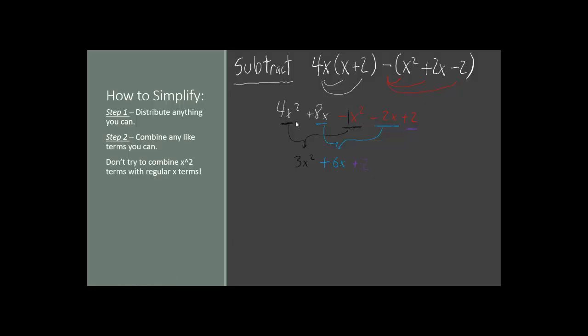As long as you don't try to combine any of the x squared terms with some of the x terms, and you don't try to combine any of the x terms with the non-x terms, you should be okay. So for this problem, our final answer is just 3x squared plus 6x plus 2.